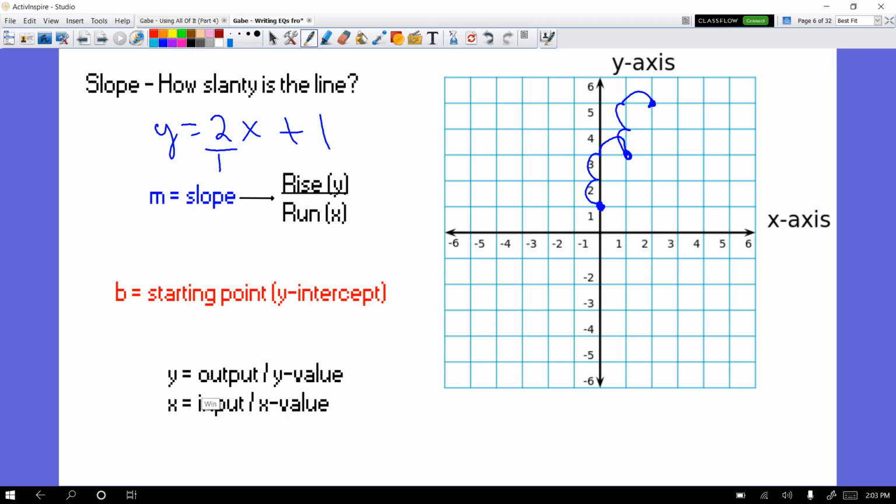So whenever you have this equation, you can see that you're going to put an x value in. You're going to pick a number and put it in. If you wanted to put 2, then you have 2 times 2 is 4 plus 1 is 5. So that means you would have coordinates of 2, 5. Bam, there it is. And that's how we can plot that point as well.